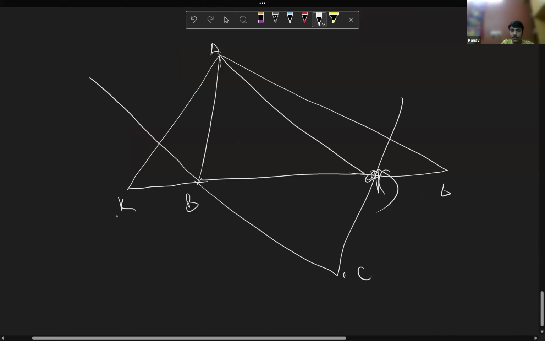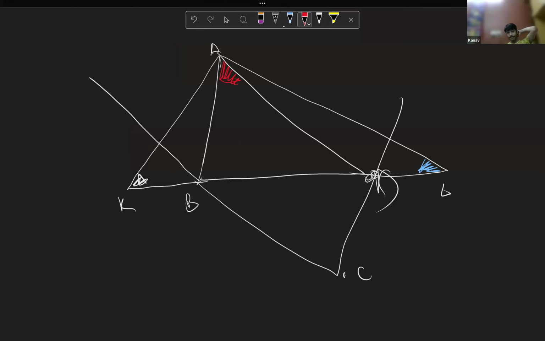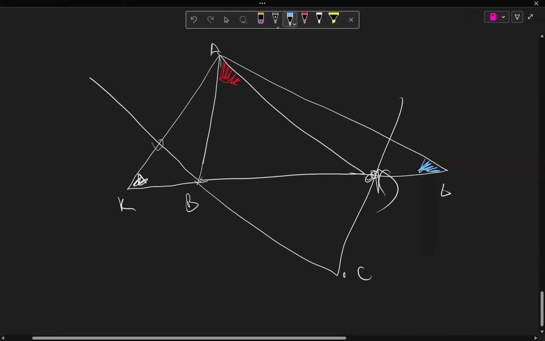KL. We want to show the sum of this angle. White plus blue is equal to red. That's what we want, right? Yeah. How do we get that? BCD is also red. Yep, BCD is also red indeed.